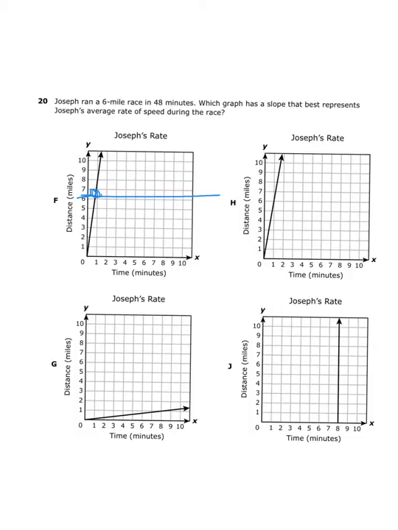But this letter F is saying that he ran 6 miles in less than 1 minute, so it's definitely not F. Letter H says he ran 6 miles in exactly 1 minute, definitely not H. G says he ran 6 miles in we don't know how long, but it goes way past 10. And then J doesn't even make any sense because he's not moving. He's not going anywhere. He hasn't gone any distance whatsoever. So G is the correct answer.